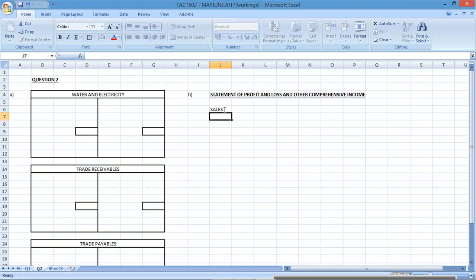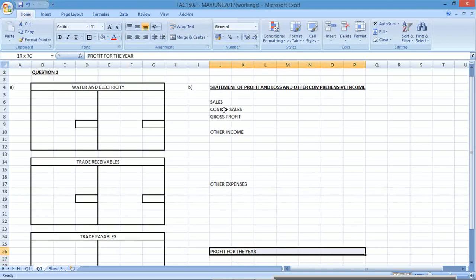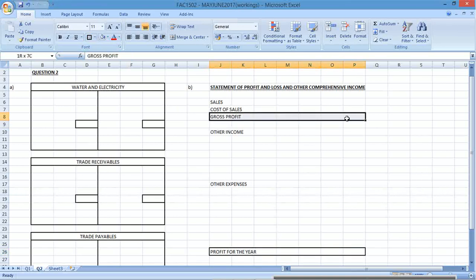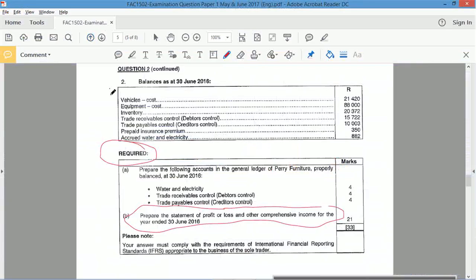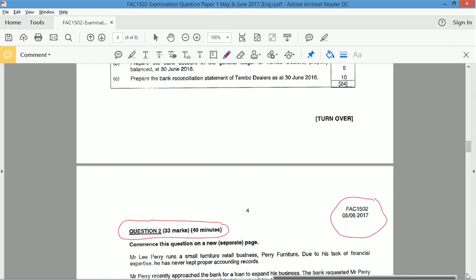Sales. Cost of sales. See, this is what you study. Gross profit. Then I'm just going to leave a line, other income. Other expenses. And then profit for the year. So there's the one total. There's the other total. Cost of sales might have a working. We need to check that. So now we've drawn what we needed to. Now I just need to go and get the information from the question. That's good exam technique.